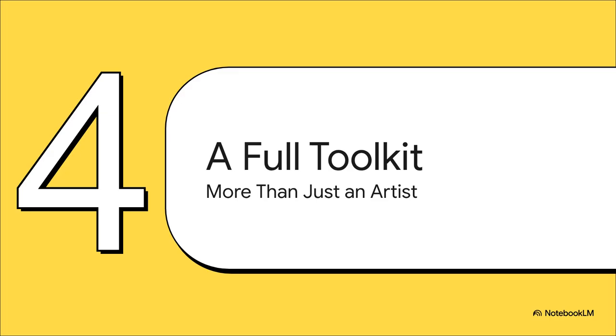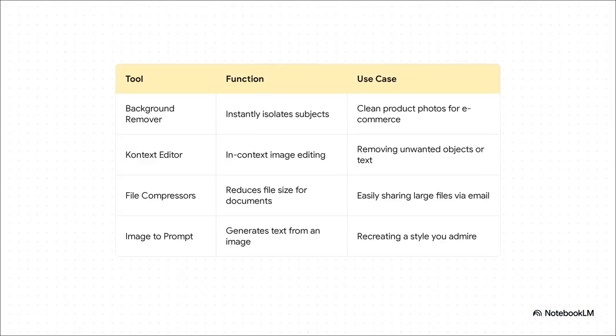So yeah, Vheer is a seriously powerful image and video creator, but it's also jam-packed with a bunch of handy utility tools that solve all those common, everyday creative headaches, making it a true all-in-one platform. And this stuff is just so useful. The background remover, it's perfect for anyone doing e-commerce. The context editor lets you just magically erase unwanted objects from a photo. It even has file compressors for documents and videos. And oh, the image to prompt tool. This one is genius. If you see a picture with a style you absolutely love, it'll generate the text prompt you need to create something just like it.